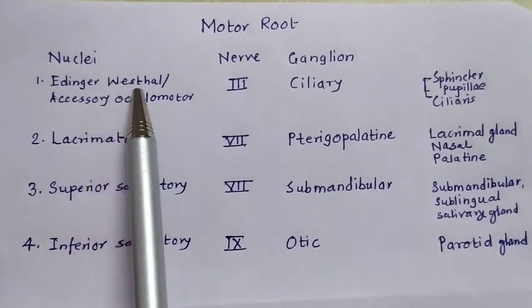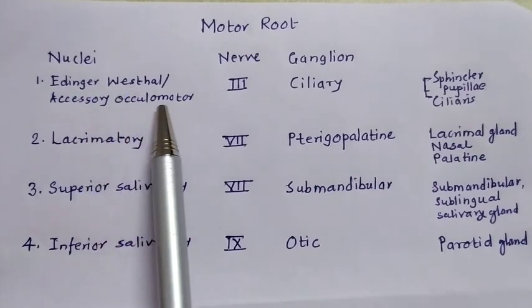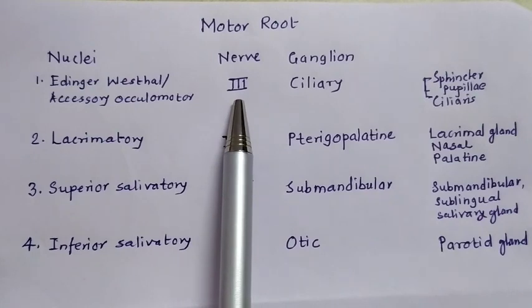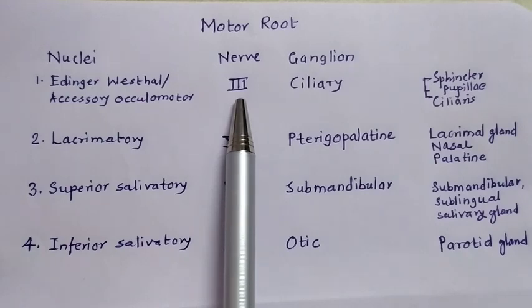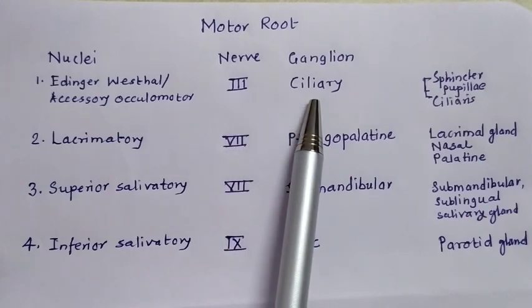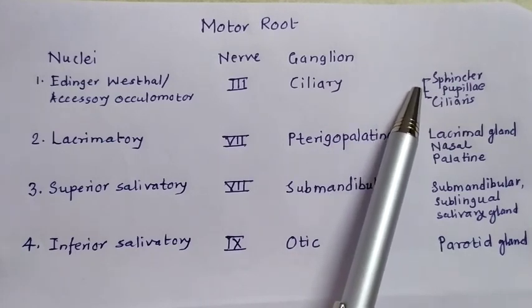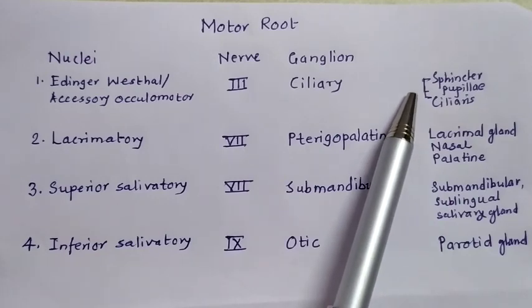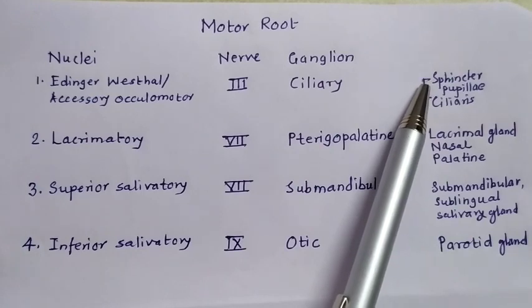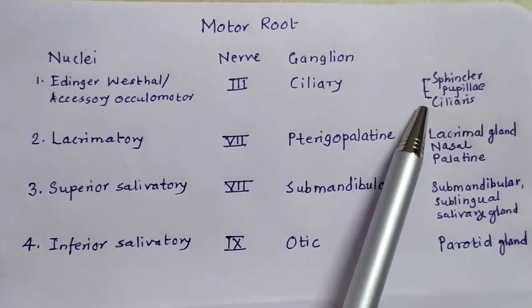The fibers beginning from the Edinger-Westphal or accessory oculomotor nucleus are carried by the third nerve, that is oculomotor, then by its inferior division, and then by its branch nerve to inferior oblique, and released in the ciliary ganglion. The postganglionic parasympathetic fibers are carried by short ciliary nerves, and they supply the sphincter pupillae and ciliaris muscle. Sphincter pupillae causes constriction of the pupil, while the ciliaris muscle causes accommodation of the lens.